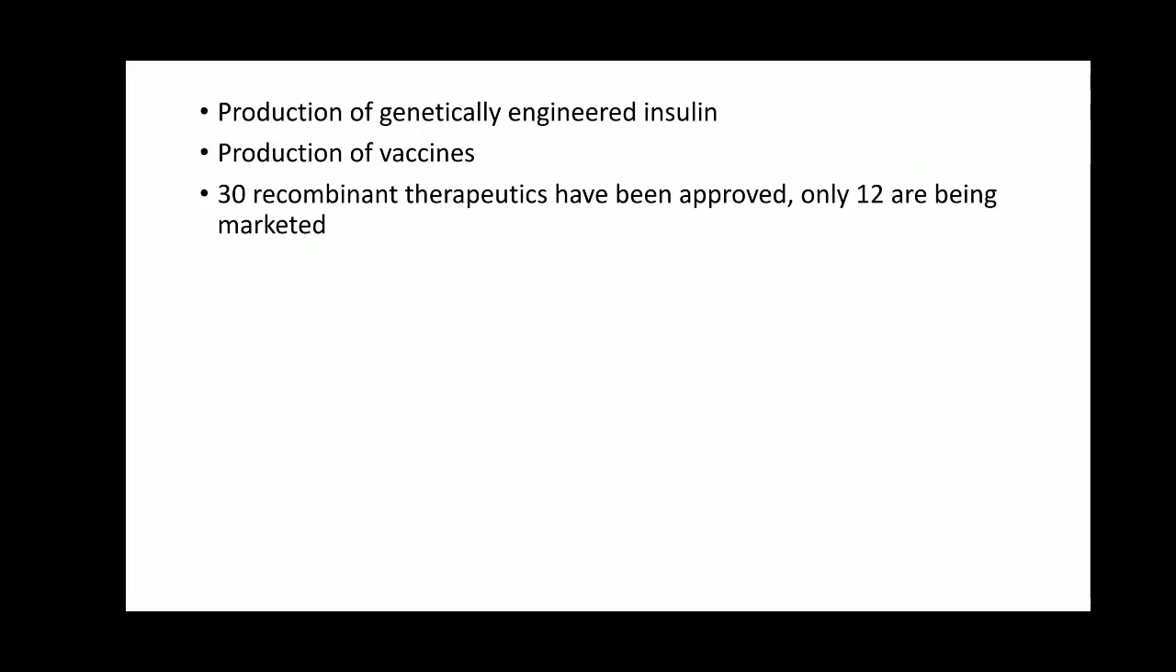Another example includes tissue plasminogen activator, an enzyme that is used to dissolve blood clots after heart attacks. These are some of the examples of biotechnology products that are being produced, and most of them are in use in the current scenario. Almost 30 recombinant therapeutics have been approved. Many are produced, researched and developed, but 30 have been approved. Among them, only 12 are being marketed right now.